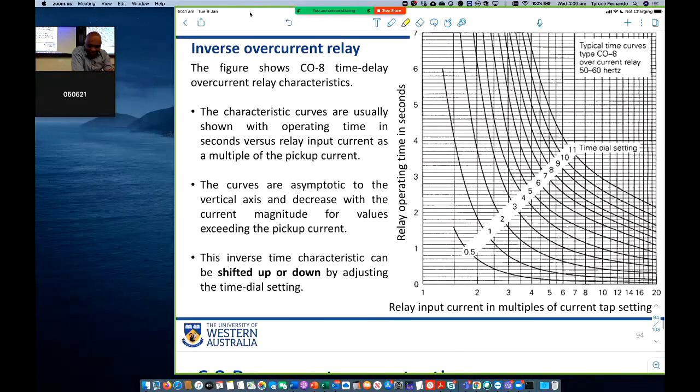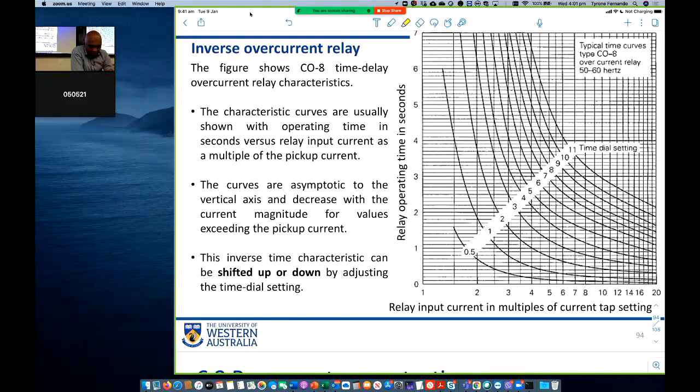All right, so here's a little example. Inverse overcurrent relay. Figure shows CO8 time delay overcurrent relay characteristics. So CO8 is some type, right? On the horizontal, you have multiples of the pickup current. Twice the pickup current, 3 times the pickup current, and so on. On the vertical axis, you have the relay operating time in seconds.